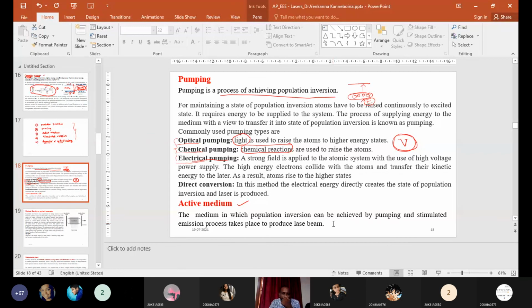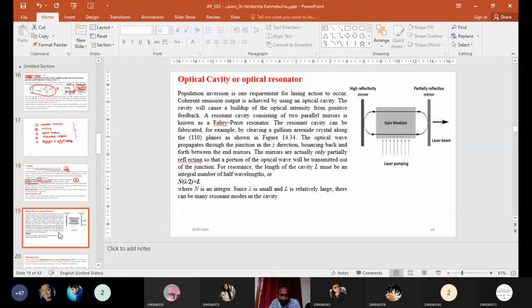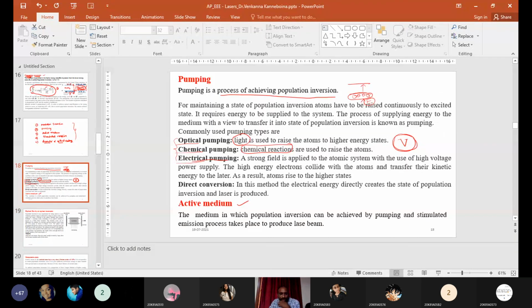After that we have the resonator, the optical cavity, which we will discuss tomorrow. Okay, up to now, is it clear to you, these basics? Any doubts in these basics?